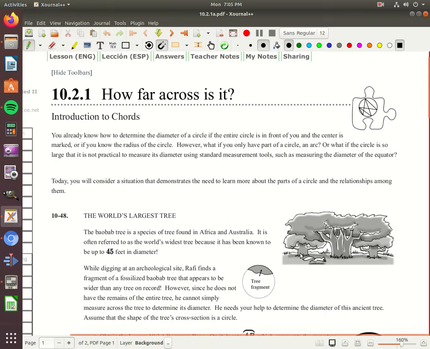Lesson 10.2.1. I really do enjoy this chapter. I think it's pretty neat. So there's a lot of cool properties of circles. So how far across is it?